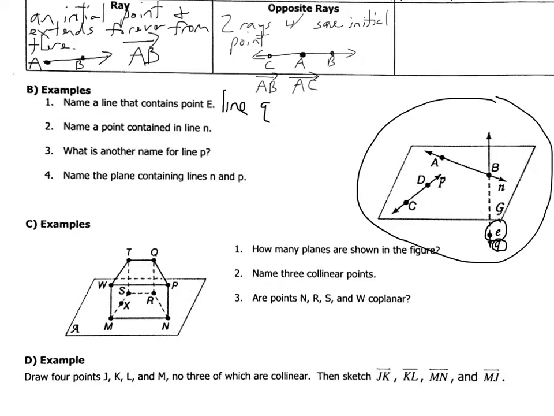Or I could pick 2 points from that line and name it that way. I have point B and point E. So I could say BE and put the line symbol above it. Or I could put EB. You have multiple ways to name things. It's important to know how.